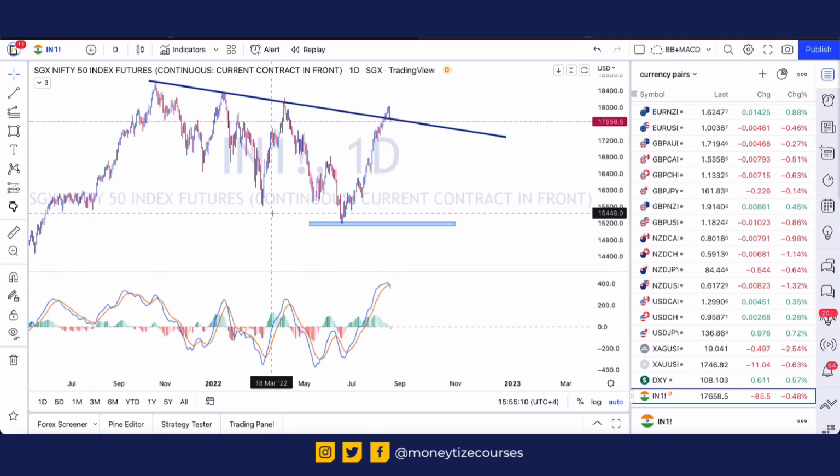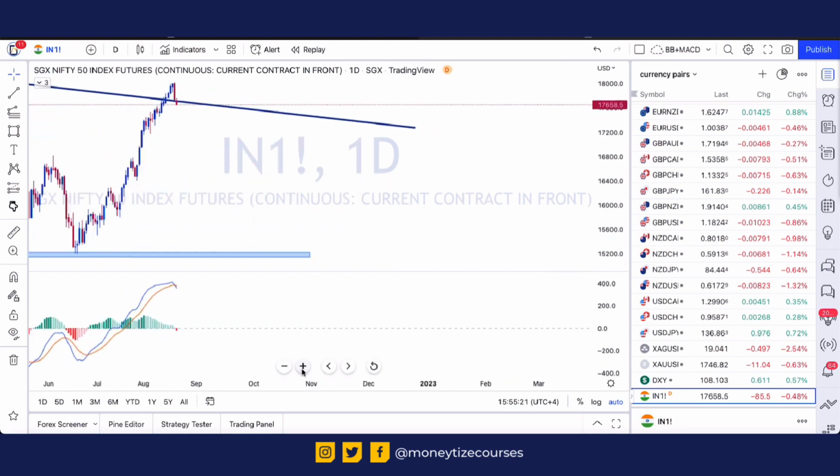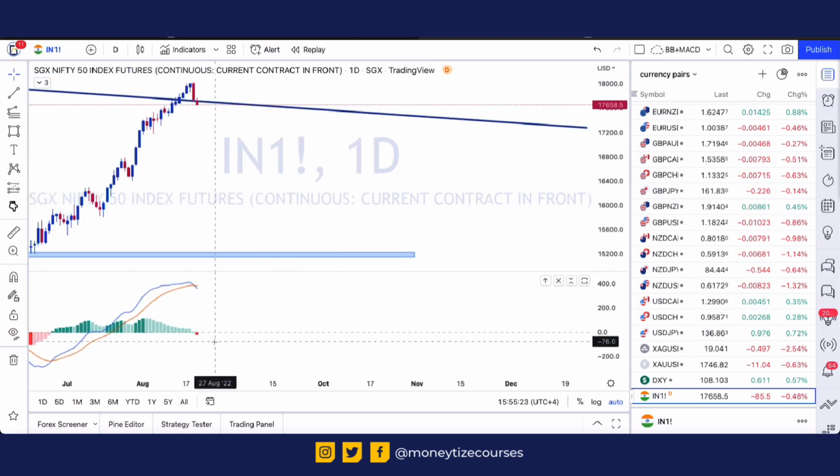So we have marked the falling trend line. It has broken above the falling trend line, but it seems to be a false breakout because now we have got a red histogram, which means the sentiment has turned bearish again, and the Nifty has closed below the falling trend line area. So everything hints to a false breakout to the upside of this falling trend line.